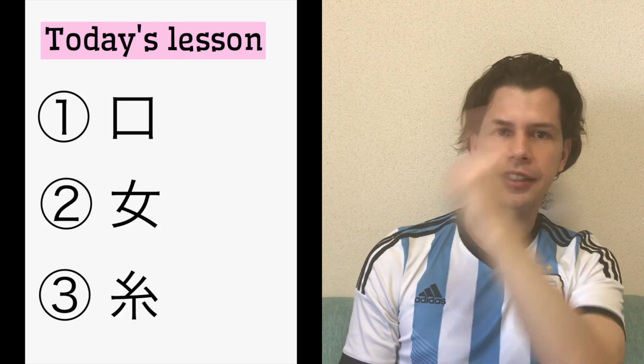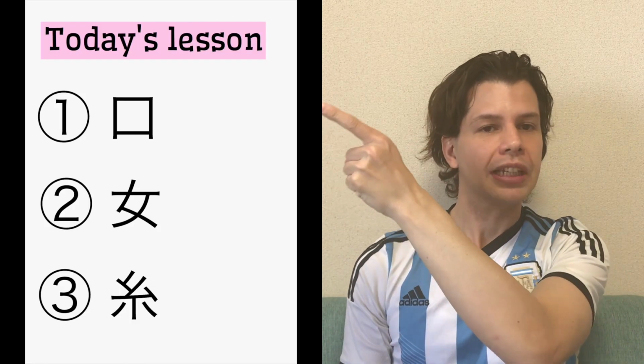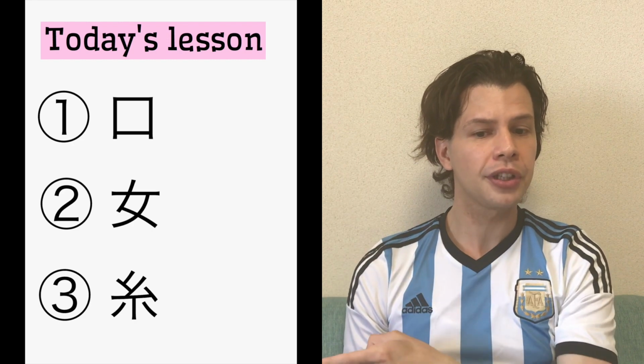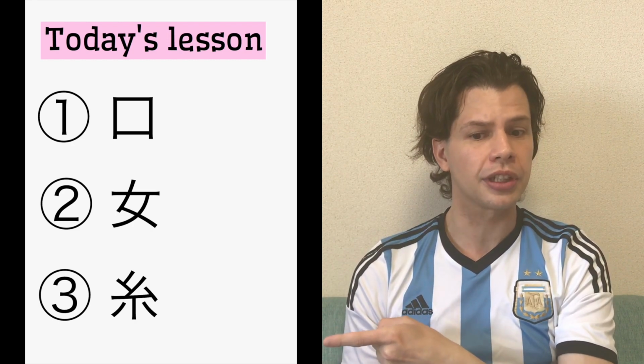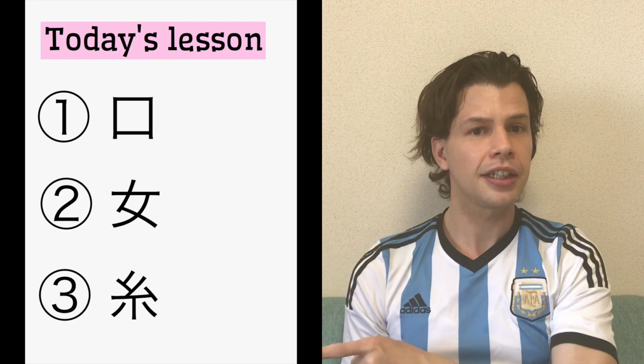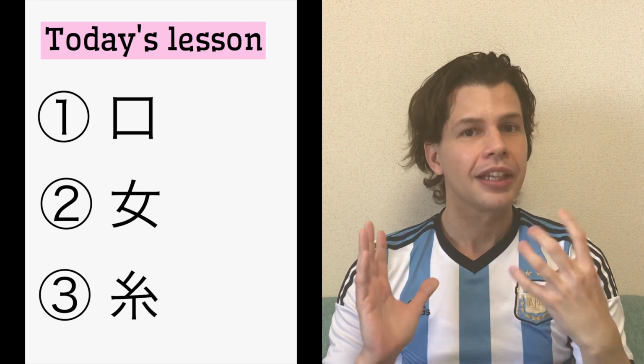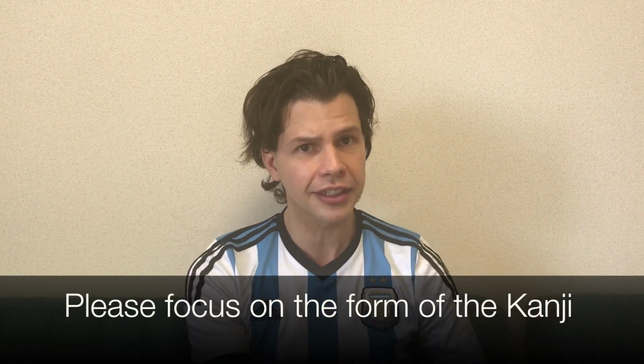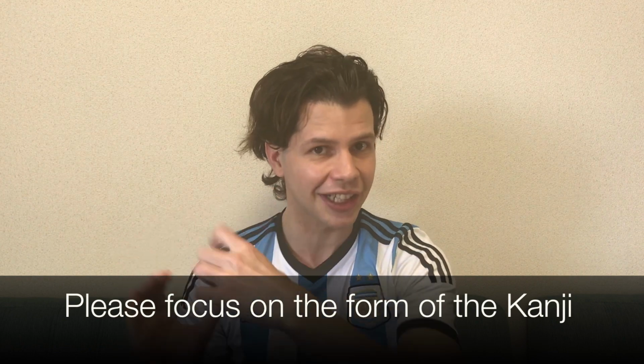Okay? So, we will be looking at the table. Number 1 will be mouth. Number 2 will be woman. And number 3 will be thread or string. Kuchi, onna, ito. However, these three kanji will not be pronounced in this way when we use them with the kanji that we will be talking about. The kanji will not have these sounds, so just forget the sounds, just remember the shape of the kanji, okay?